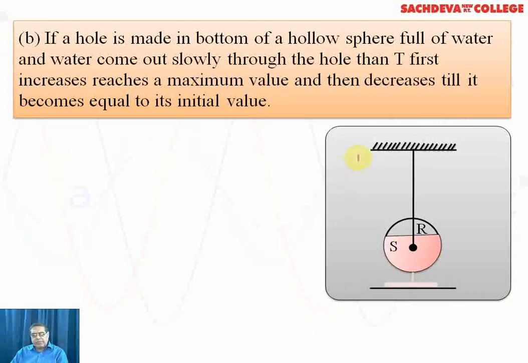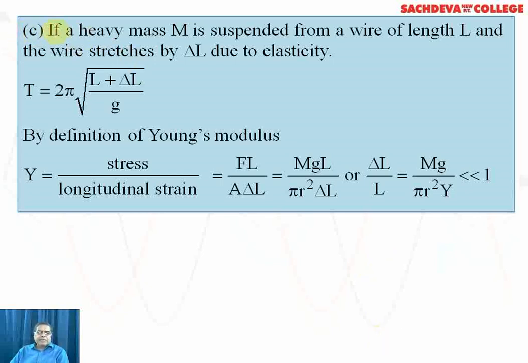Now, we can review the figure again. Up to the time it has significant weight, its time period will be less. But as it goes on, you see, that is the maximum value and then it decreases till it becomes equal to the initial value. So it first increases and reaches the maximum value up to the time its weight is more, and when most of the water comes out by trickling, it becomes light and takes vibrations rapidly, so time will reduce.